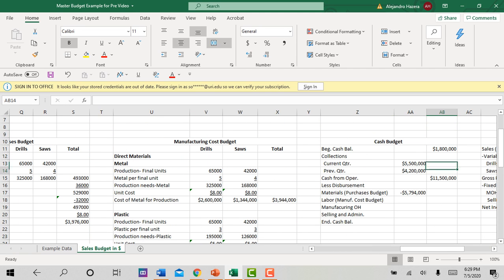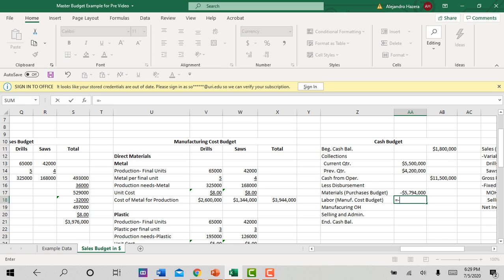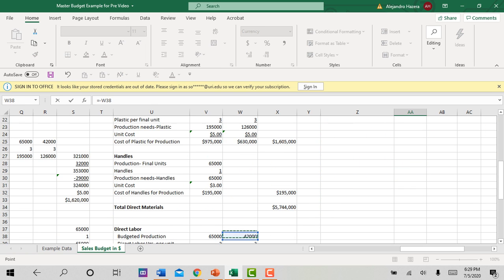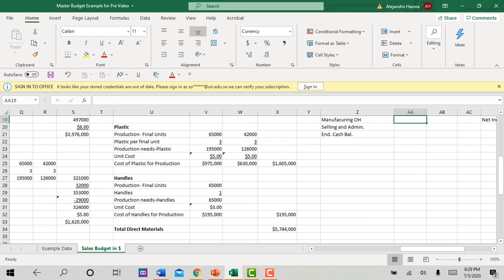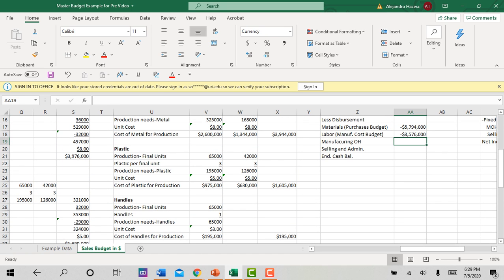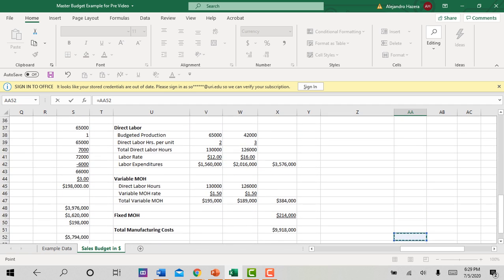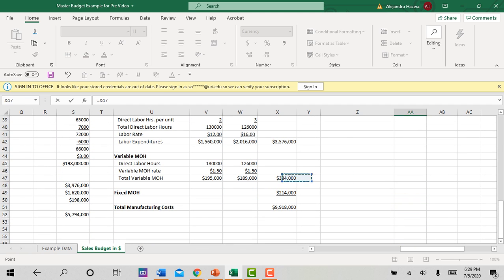Just looking forward here. So we've got our labor, that's an easy one, equal to a negative 3576. Our manufacturing overhead is going to be equal to the sum of two numbers minus one number. Our variable manufacturing overhead is 384 plus our fixed manufacturing overhead, which is 214 minus, make sure to get this in here.